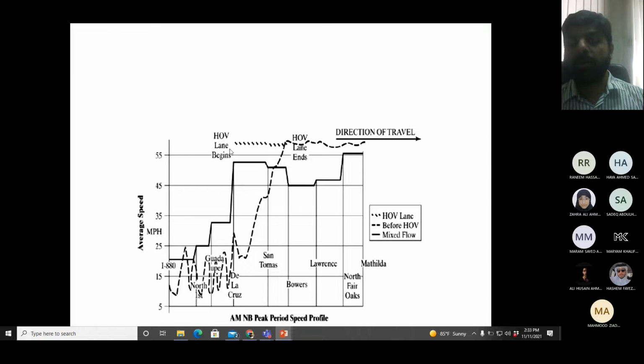So the flow in the other lanes also decreased because of the HOV lane. Okay, so the speed of the HOV lane itself is very high, and the speed of the other lanes also improved. It did not become as high as the HOV lane, but it also improved. So this is a way you can clearly see the effect of the HOV lane increasing the speed through this diagram.